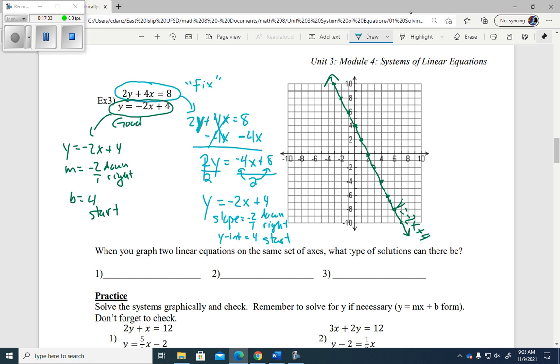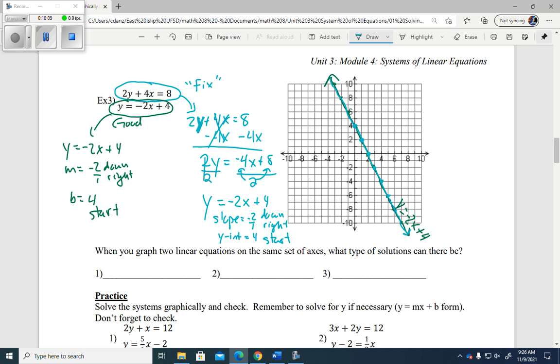So I have to start at 4, and I have to go down 2 and right 1. So let's go start at 4. Okay, it has the same y-intercept. Let's go down 2 and right 1. Doesn't each point land on a point that was already there? Interesting. If I connected, it's the same line, isn't it? So it was 2 equations. Therefore, it is 2 lines. But these 2 lines land on top of each other. So it's 2 lines that land on top of each other.